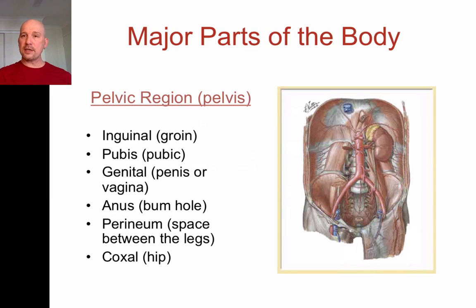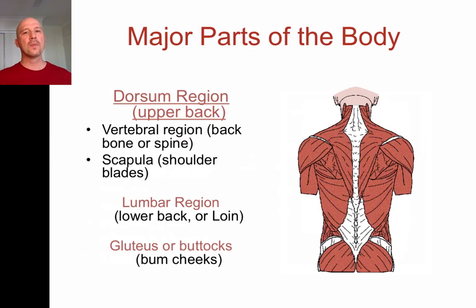And coxal has to do with the hips. So the whole coxal area of the body down there is the hips. And then we've got the three sections of the back, from the neck down to the bum. So the dorsum region is the upper back. The vertebral region is the backbone of the spine, so the vertebrae that run down the middle is the vertebral region.